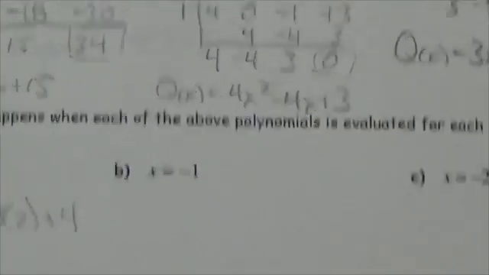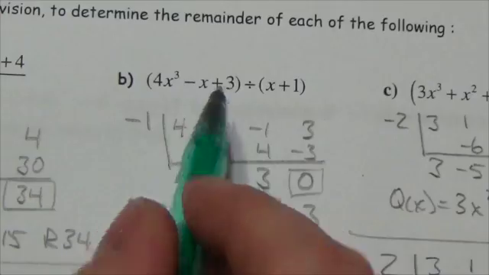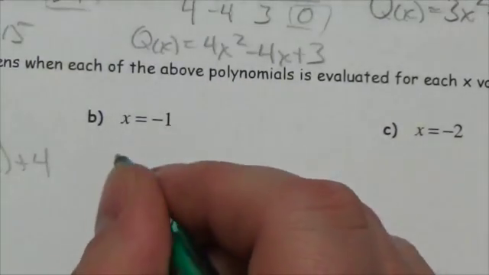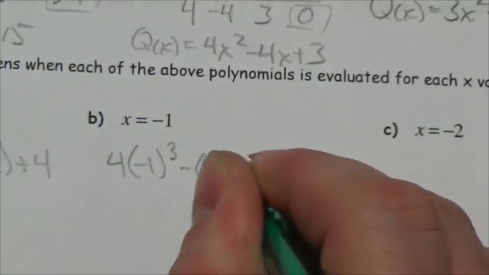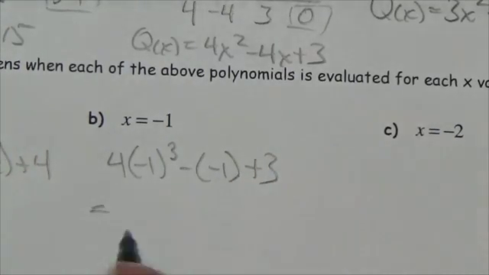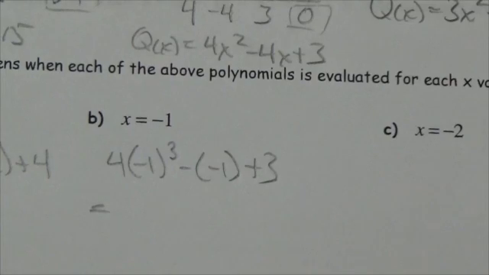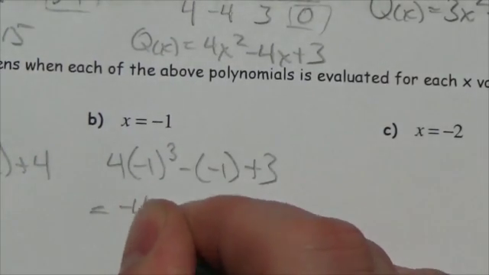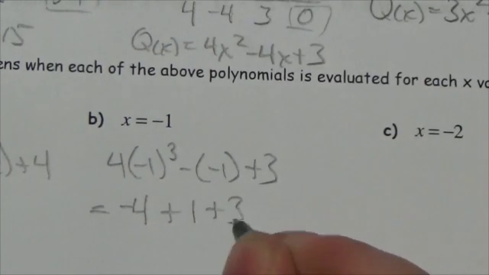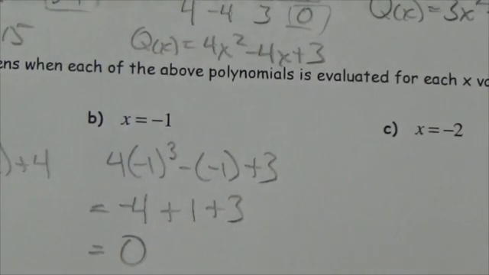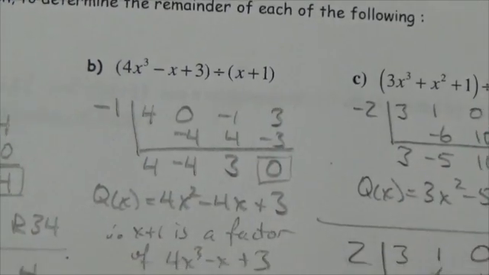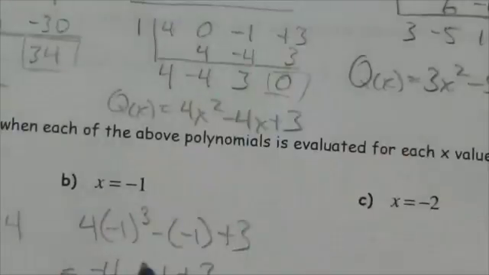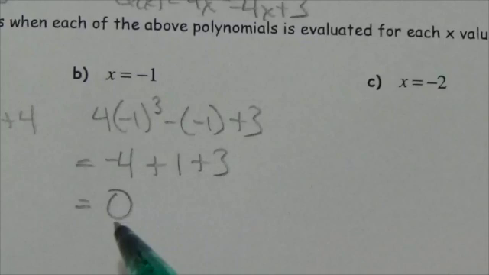X equals negative 1. So now in this case, the polynomial is 4x cubed minus x plus 3. That's the one we're going to evaluate. We're going to plug that in. So 4 times negative 1 cubed minus negative 1 plus 3. Negative 1 cubed is negative 1, so this is negative 4 plus 1 plus 3. Our answer is 0. Would you look at that? If you plug negative 1 into this, the divisor goes to 0. And look at that, the remainder was 0. Crazy.